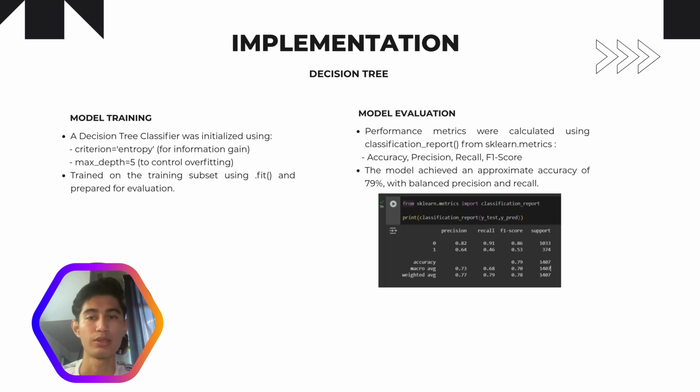For model evaluation, we evaluate the decision tree model using a classification report to assess precision, recall, and F1 score. The model achieved an accuracy of around 79%, similar to logistic regression, but with better balance between precision and recall. This showed the decision tree was effective at handling class imbalance while maintaining strong performance across both churn and non-churn prediction.